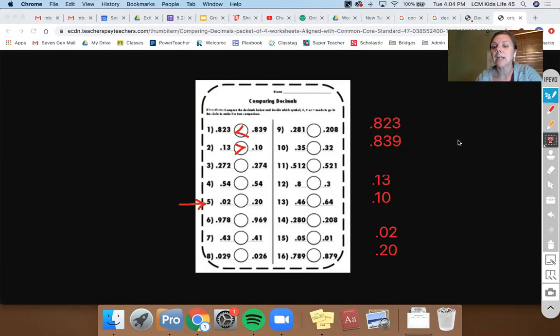I have seen in other times, I have seen it written out like this on a worksheet where it's 0.02, and then 0.2 like this. They're trying to trick you.